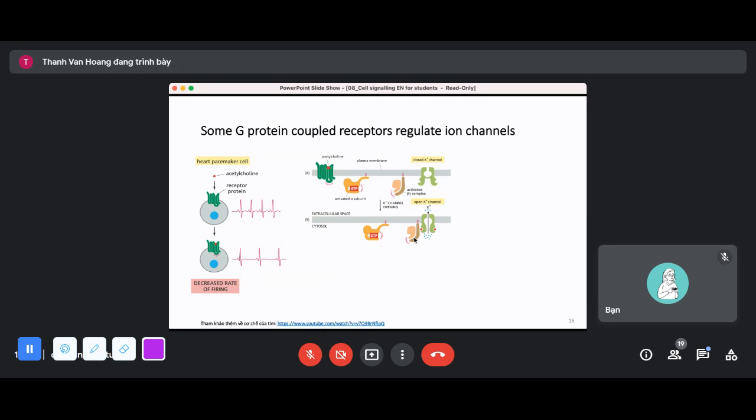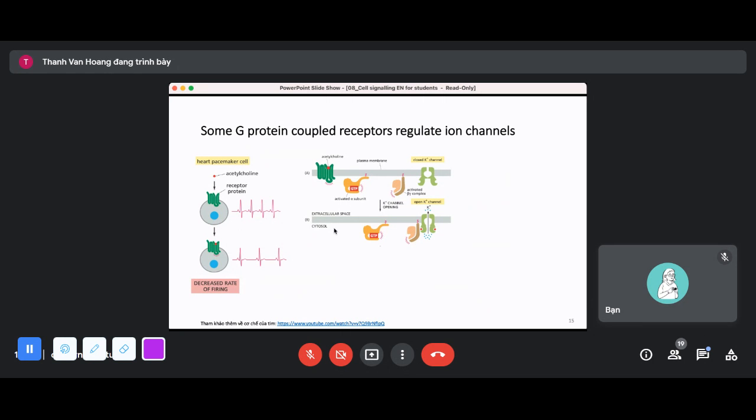Where in the cell is there a lot of potassium? On the inside. Intracellular. Potassium is present at a higher concentration within the cells, and when the potassium channel opens, ions can go from inside the cells to outside.